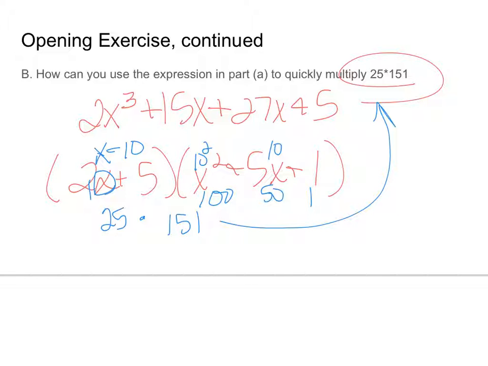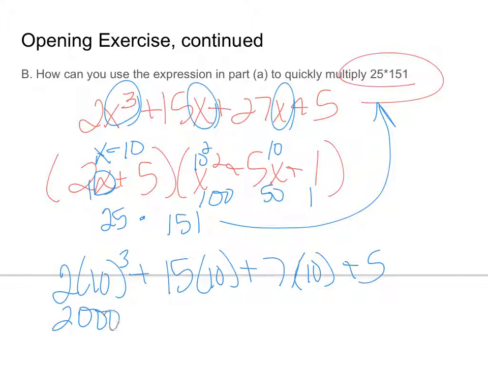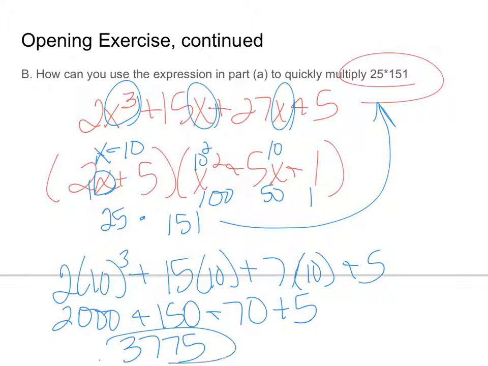That pause is on purpose. I would replace all of these x's with 10. 2 times 10 cubed, and 10 is very easy to cube, plus 15 times 10, plus 7 times 10, plus 5. That gives me 2,000, plus 150, plus 70, plus 5, which does work out to 3,775. I'm not sure that's easier, but it's different and fun.